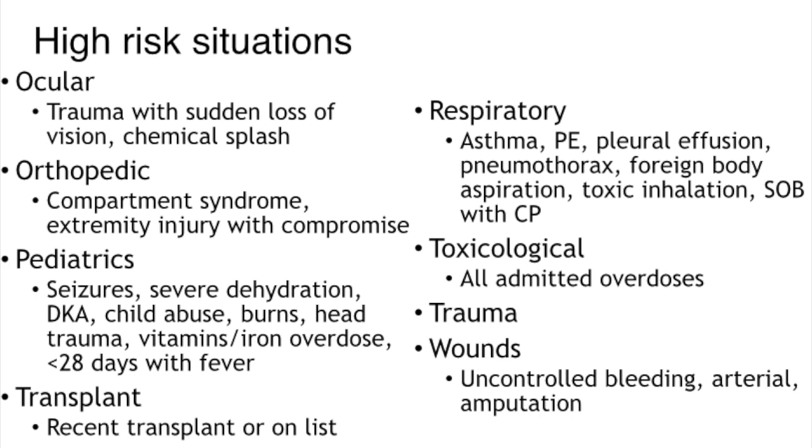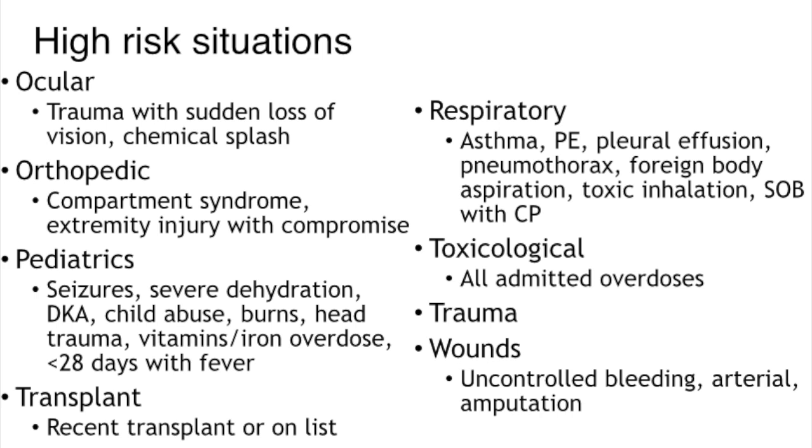A pediatric with head injury, especially if they're withdrawing or just not acting like themselves, needs to be an ESI 2. Pediatric with any type of vitamin or iron ingestion needs to be treated right away. A baby that's under 28 days old with a fever needs to be an ESI 2 and made high-risk patient. A patient with a recent transplant of any organ or is on the list cannot wait in the waiting room, needs to be placed in a room and treatment started.